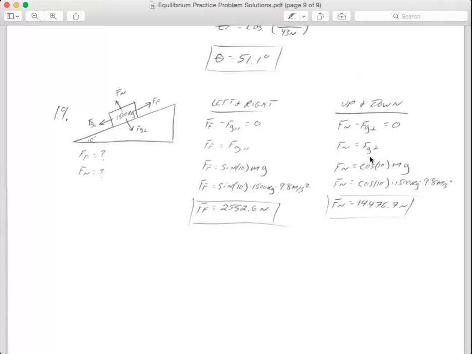That's one of the equations on your equation sheet. Plug in 1,500 kilograms for mass, 9.8 meters per second squared for g, and I get that the normal force is 14,476.7 newtons, and that's it, the end.